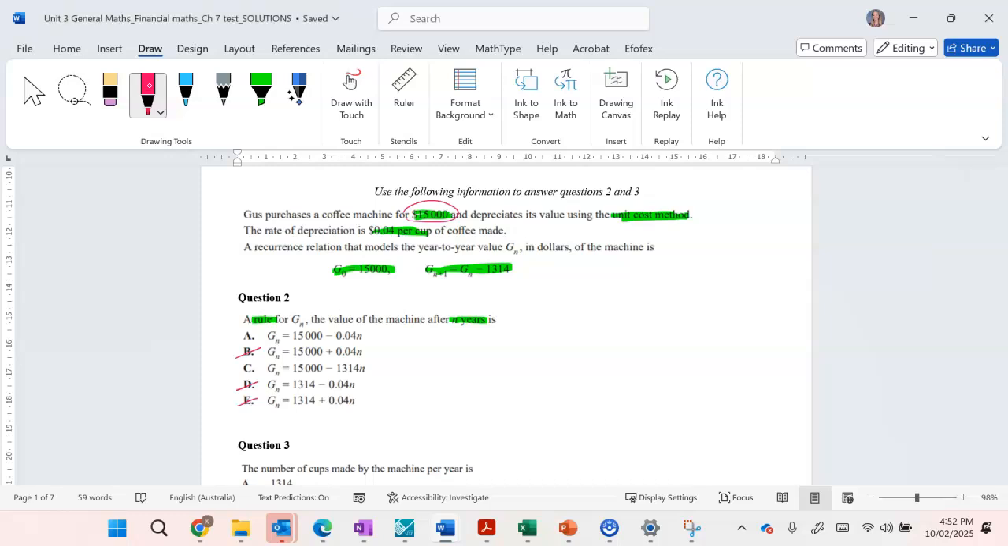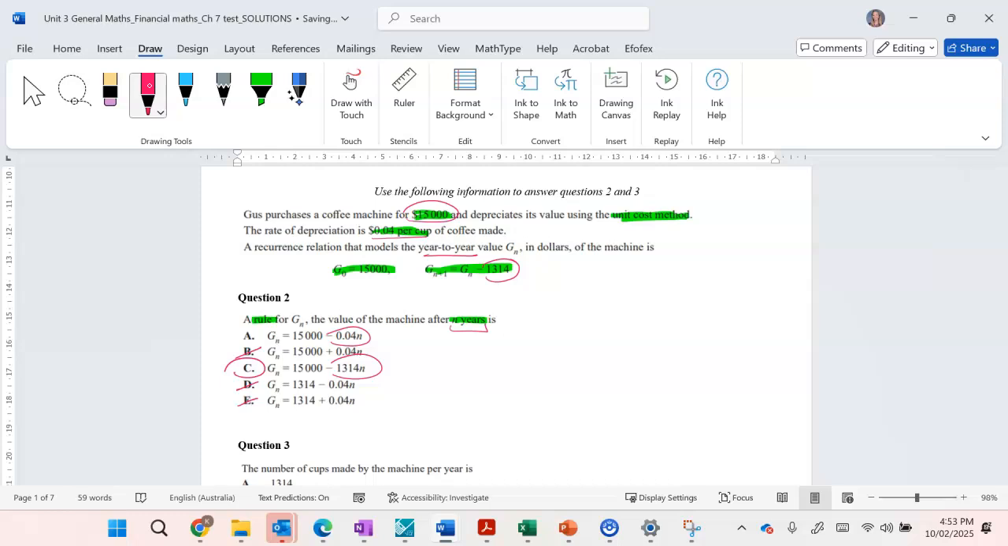Now, we've got the value after n years. So we've got two main things that are different here. We've got minus 0.04n and minus 1,314n. Now remember the depreciation is 4 cents per cup. So A actually is what it would be per cup, whereas C is the depreciation per year. All right, so we can see it's per year here, and the 1,314 is there. So your answer is C.